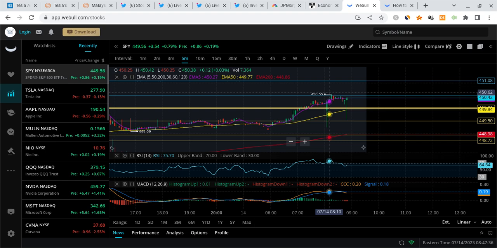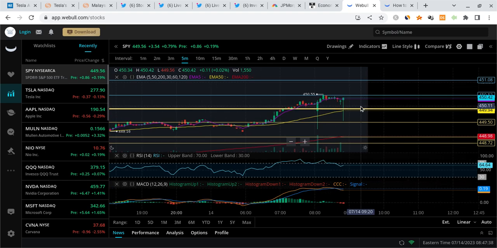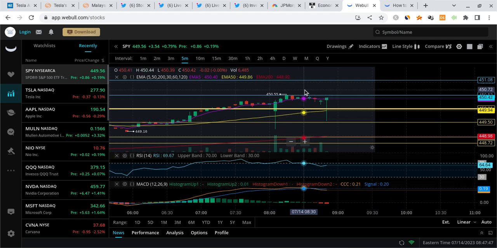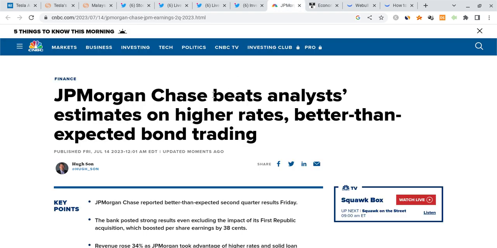All right, so SPY is up in the pre-market by 0.19% so far, still testing this resistance at 450.5. But the question is, how are the bank earnings looking this morning? Because the bank earnings are going to be very, very big when it comes to how they're going to affect the markets. And so far, things are looking pretty good.